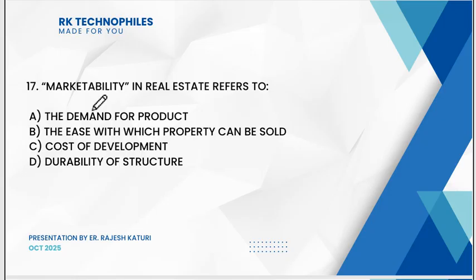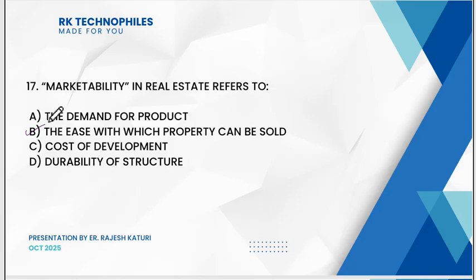17th one. Marketability in real estate refers to the demand for the product, the ease with which property can be sold, the cost of development, durability of the structure. The answer will be B. The ease with which property can be sold. That means it should be easily transacted. So marketability means the easiness.